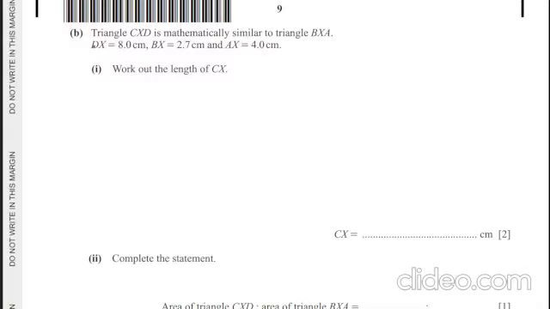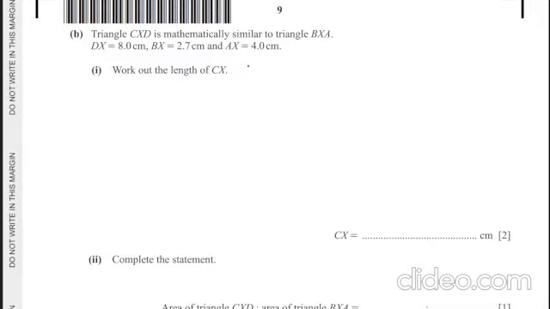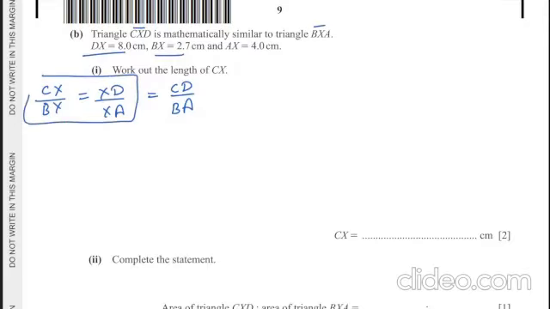Now, same question continued. Triangle CXD is mathematically similar to BXA. This is given. Some sides are given, and we have to find an unknown side. So CXD and BXA are mathematically similar. Using that we can write CX over BX is equal to XD over XA, by corresponding sides of similar triangles, equals CD over BA. So what values are given? DX is given, BX is given here, and AX is given.